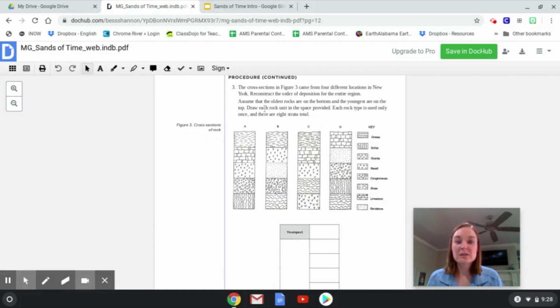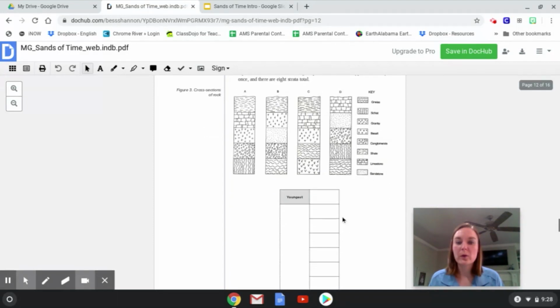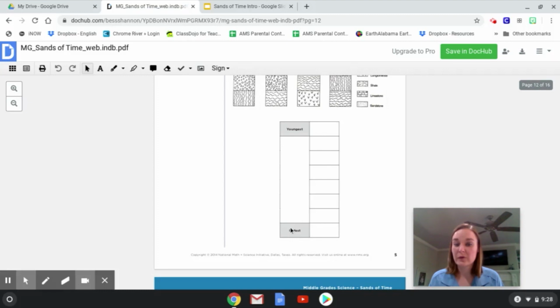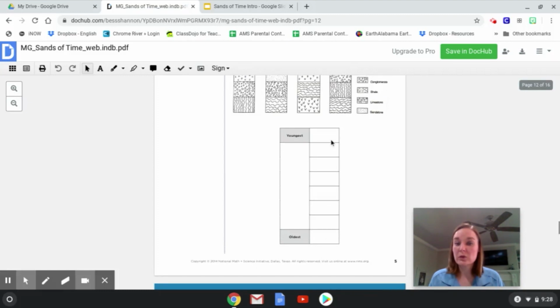It tells us to assume that the oldest rocks are on the bottom and the youngest ones are on the top, but you'll notice that not every column looks exactly the same. Erosion sometimes will wipe out an entire layer of rock. Sometimes there's a lack of deposition in an area, so a rock layer never forms. And so we're looking for patterns. We want to take the different types of rock, there are 8, and put them in order from the one that was deposited first, so the oldest, to the youngest.